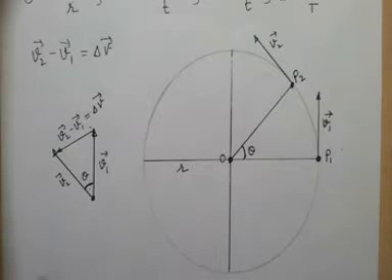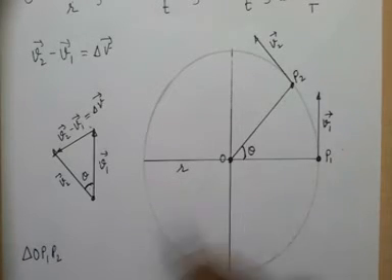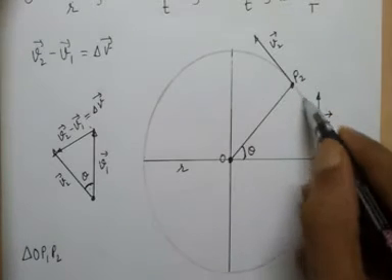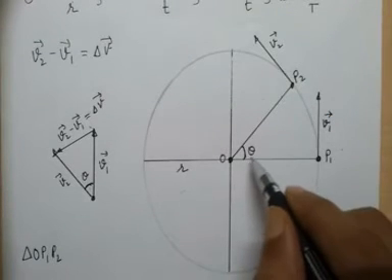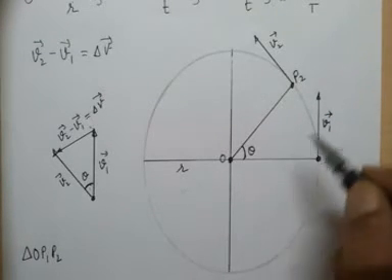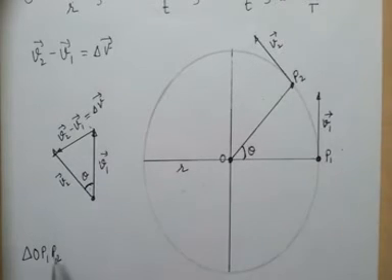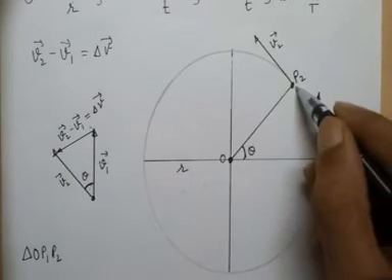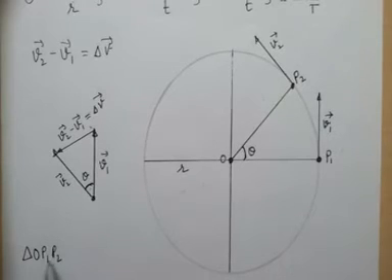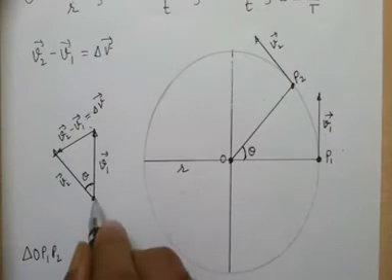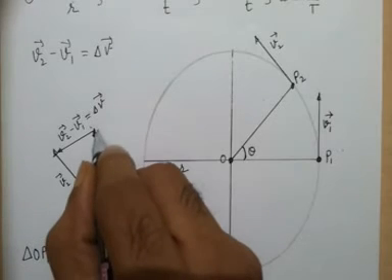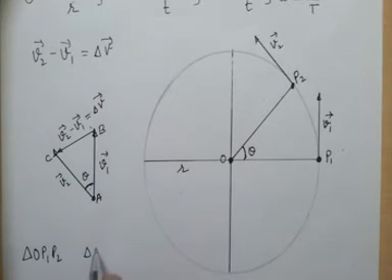I'm going to compare triangle OP1P2 with another triangle. Now this is an arc, but for small values of theta, this arc would have the same length as line P1P2. So I'm going to consider the P1P2 arc length the same as the length P1P2. So I'm comparing triangle OP1P2 with a triangle that I'll name A, B, and C.